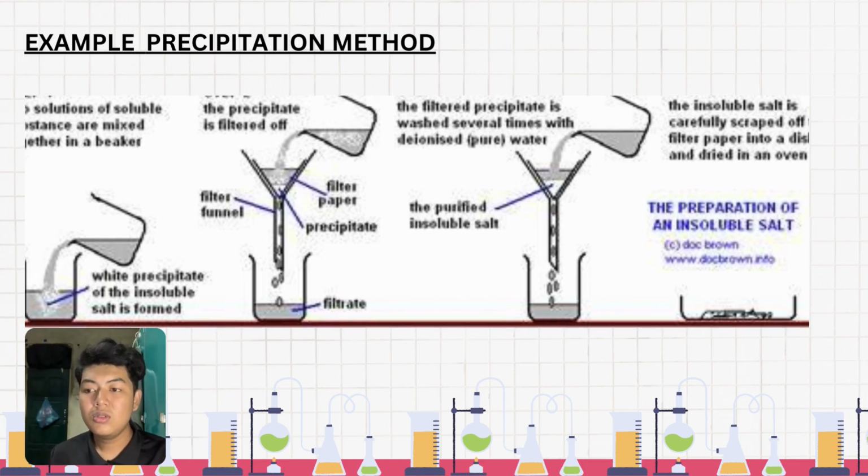Step 1. Two solutions of soluble substances are mixed together in one beaker. Step 2. The precipitate is filtered off. Step 3. The filtered precipitate is washed several times with deionized pure water. Step 4. The insoluble salt is carefully scraped off the filter paper into a dish and dried in an oven.